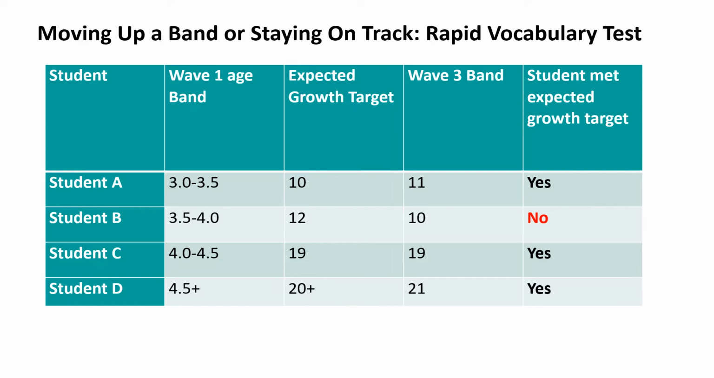For example, student B began the year between 3.5 and 4 years old. For this age band, an on-track score for Wave 3 would be a 12. However, this student's actual Wave 3 score was a 10, so this student did not meet expected growth.